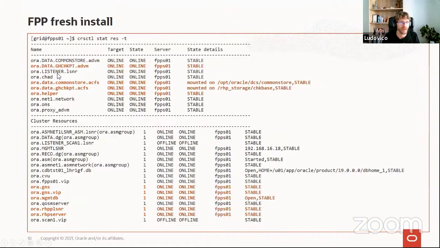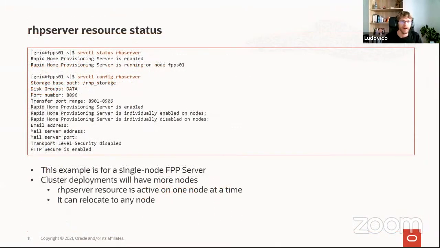where you have in orange all the additional components that are configured because we have configured the RHP server on top of it. So we have, as local resources, the file system, the helper, the volume manager, the ADVM volume. We have the GNS, the management database, and the RHP server and listener. This is what it looks like when you have an empty FPP server running. And you can get the configuration at any time. So you can see that this part of the clusterware configuration is a clusterware resource.